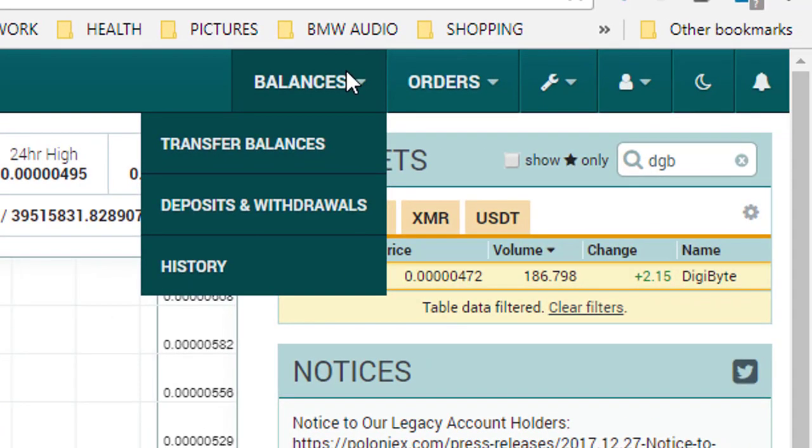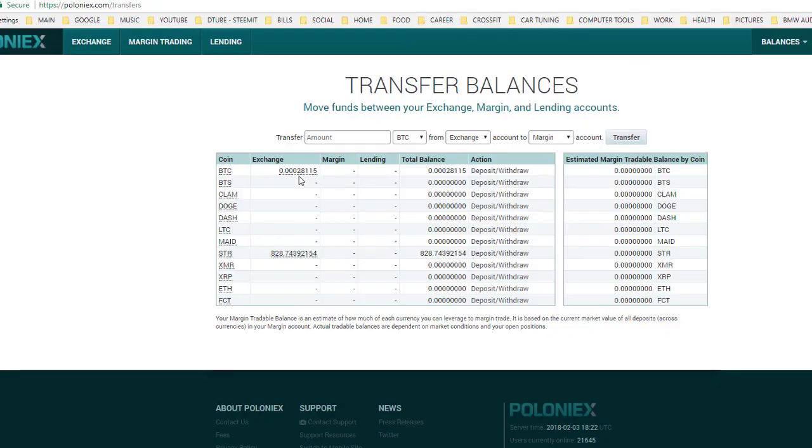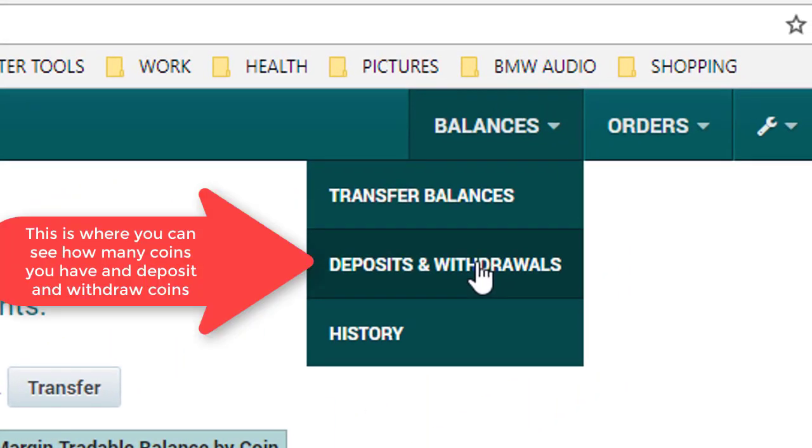Balances. Now, this is a little weird. Transfer balances, we're not going to really talk about that because this is whether or not you want it in your margin or lending accounts. So you're not really going to use transfer balances. I'm assuming you're just starting to use this platform, and that's not a good idea. Deposits and withdrawals. This is key.